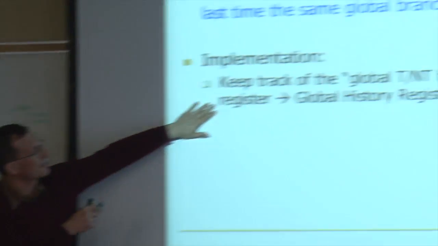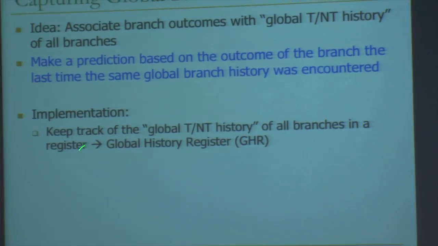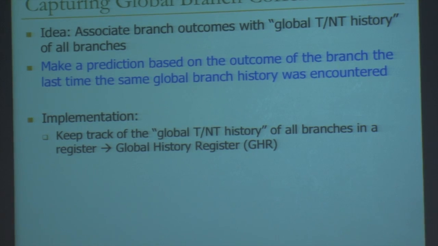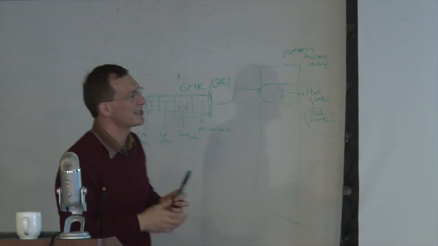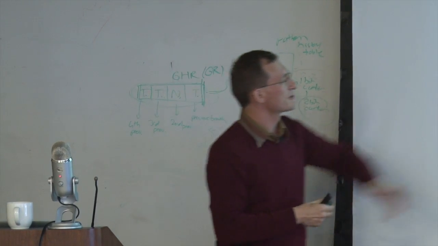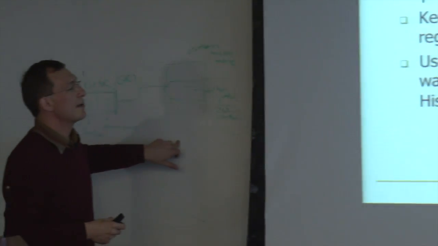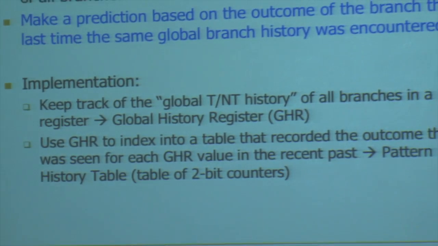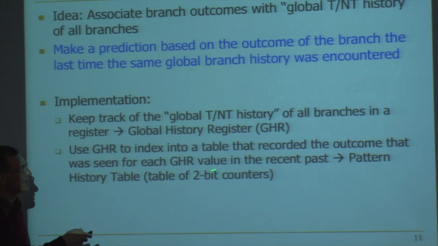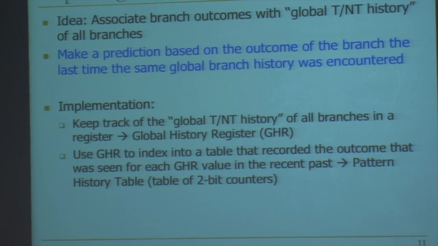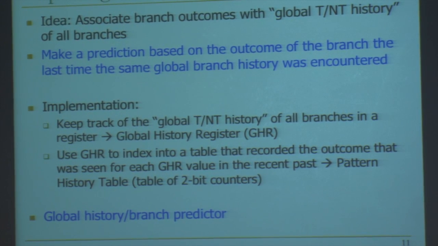Basically, we'd like to keep track of the global taken, not taken history of all branches in a register, the global history register, or GHR. Your reading calls this the GR, which is also fine, but GHR is more common today. Use the global history register to index into a table that recorded the outcome that was seen for each GHR value in the recent past. Okay? This is called the pattern history table, and it could be implemented as a table of 2-bit counters. And this is called the global history branch predictor. Make sense?